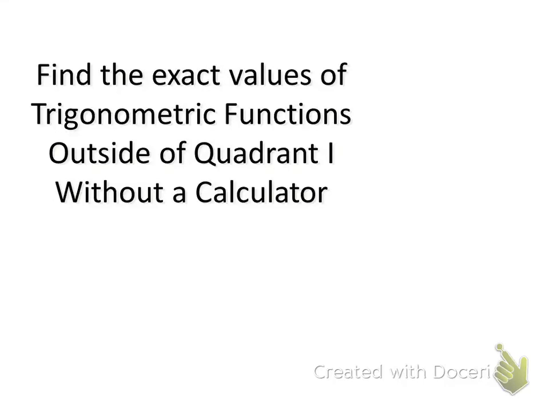What comes next is finding the exact values of trig functions outside of Quadrant One without a calculator. Now, we haven't used a calculator a whole lot, but the problems that we just looked at, we're finding the 6 trig ratios for those specific angles that are described. What we're going to be doing in this particular unit is we're going to take that a step further, and we're just going to go straight to the point.